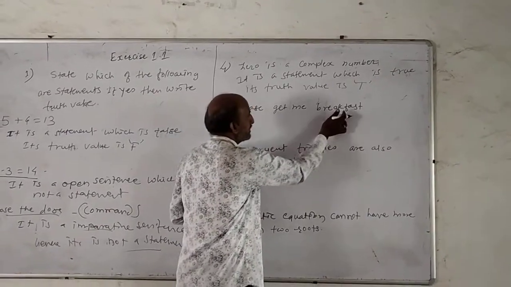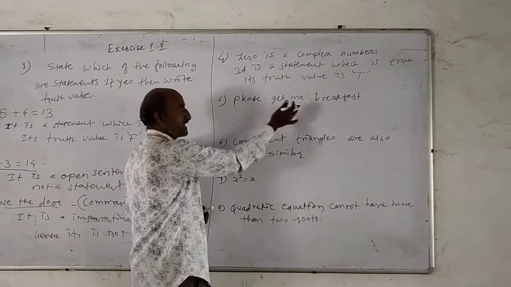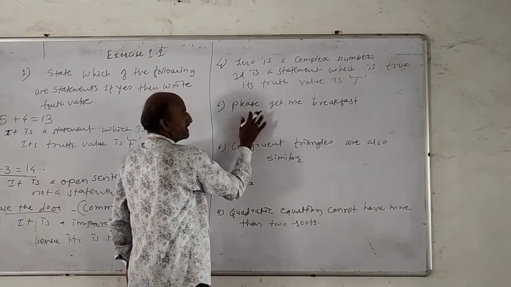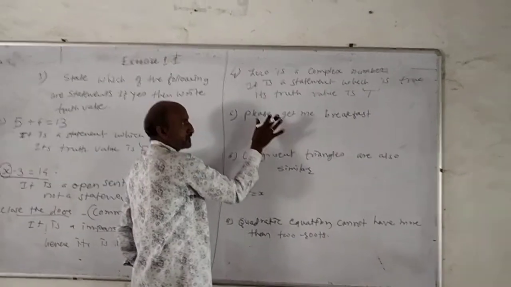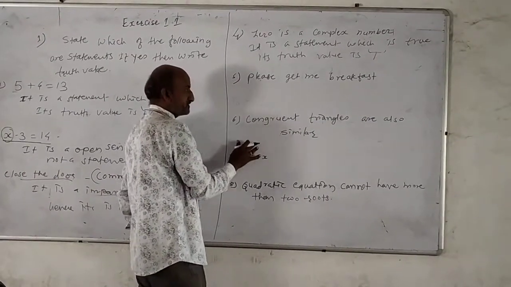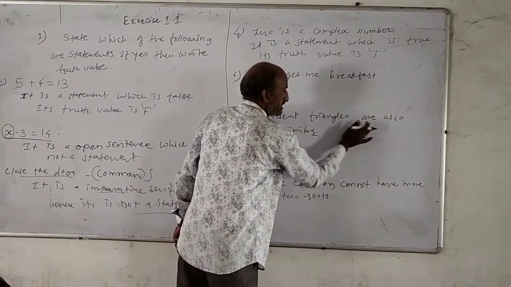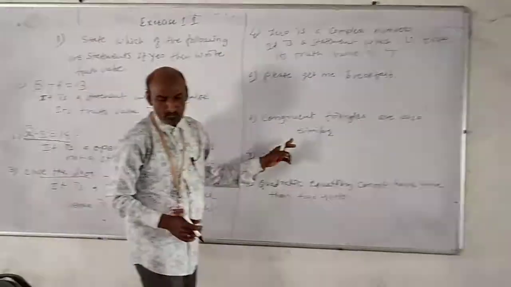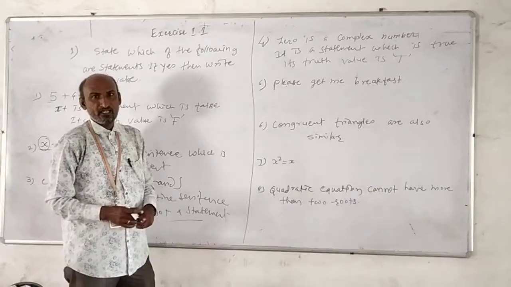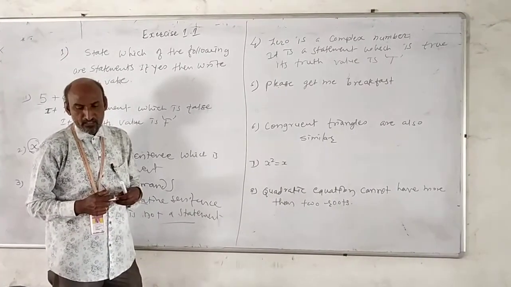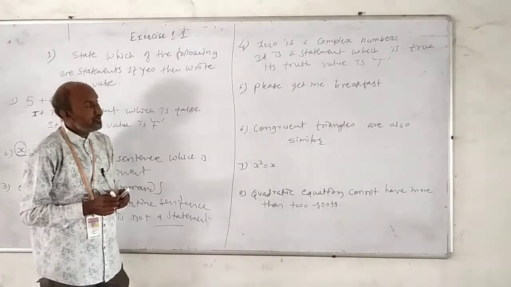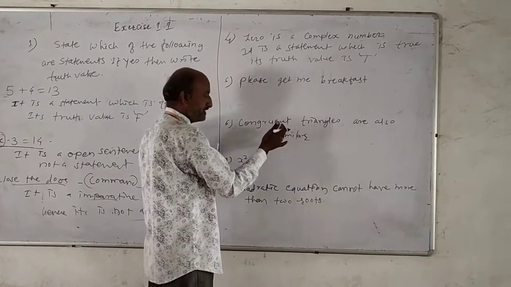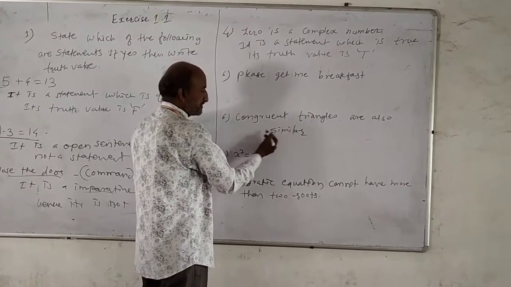Again here, please get me breakfast. This is a request. Same kind of sentence. Here it is not a statement, it is a sentence. Next, congruent triangles are also similar. Try to understand the concept. Congruent triangles are similar. Yes, it is a statement.